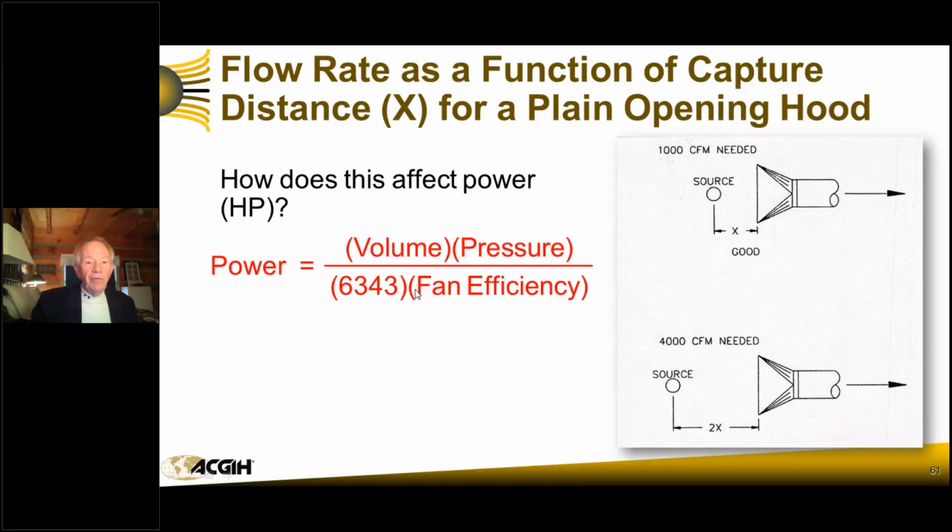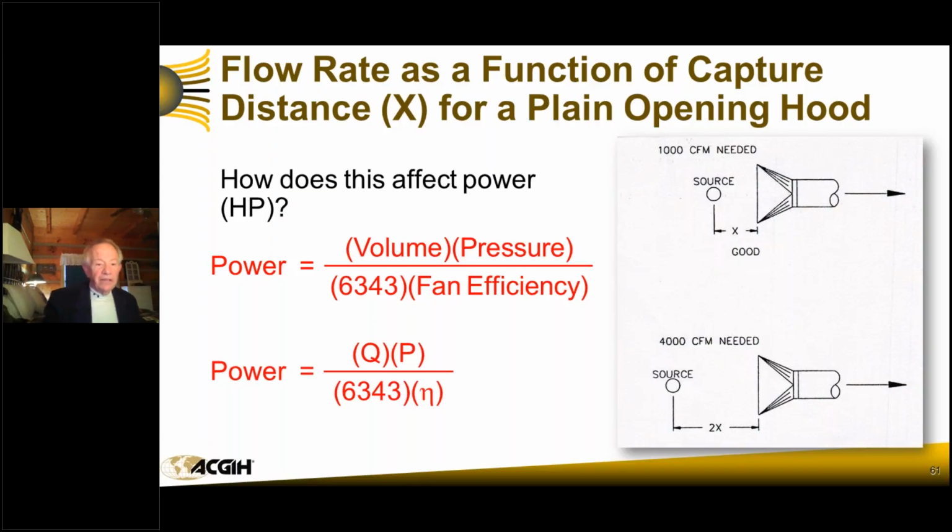So basically cover over the bottom of it. And so power is volume times pressure, and we'll be talking about that later on. Here you go, and that's another way you see it done. Q, because that's volumetric flow rate, times pressure P. 6343 is from the Department of Energy, and the fan efficiency is written as eta.